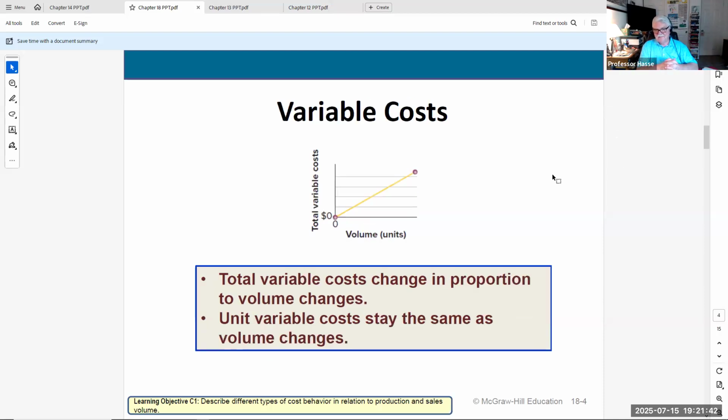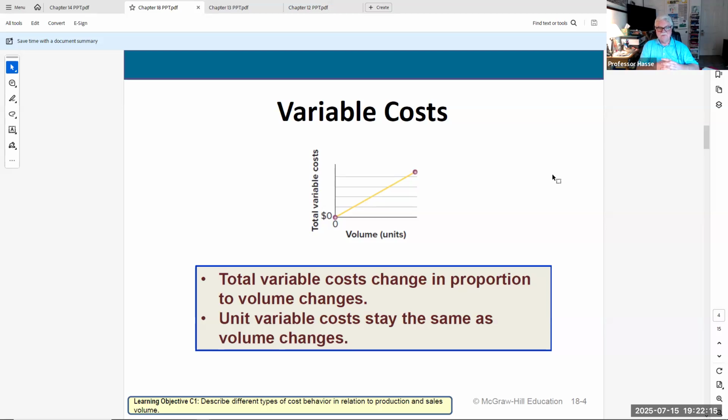The other side of that is variable costs. Back to my definition I used just a minute ago, a variable cost would be the labor and materials used to produce the bicycle. If we produce more bicycles, those costs increase. If we produce fewer bicycles, the costs will decrease. But the fixed cost, the salary cost, would stay the same. That's why it's fixed. So variable costs are costs that change in proportion to volume.